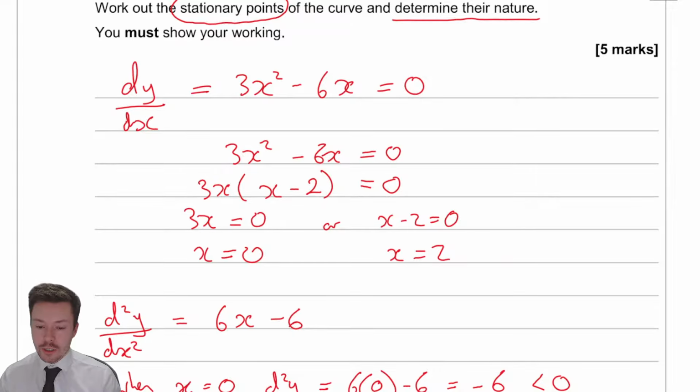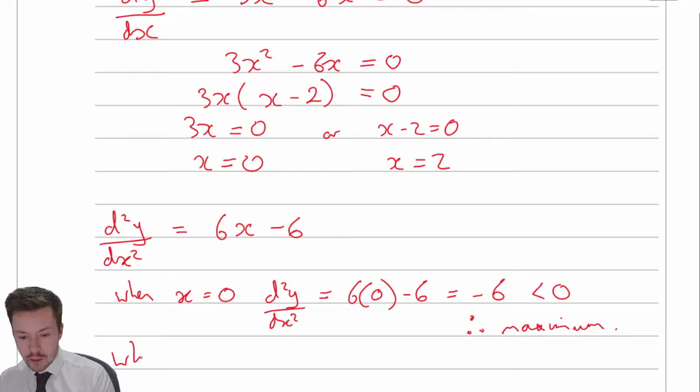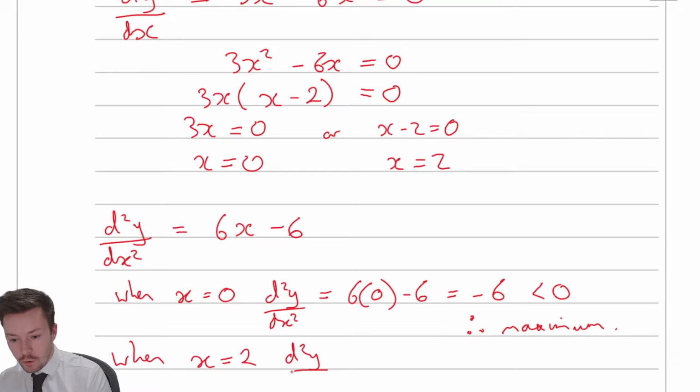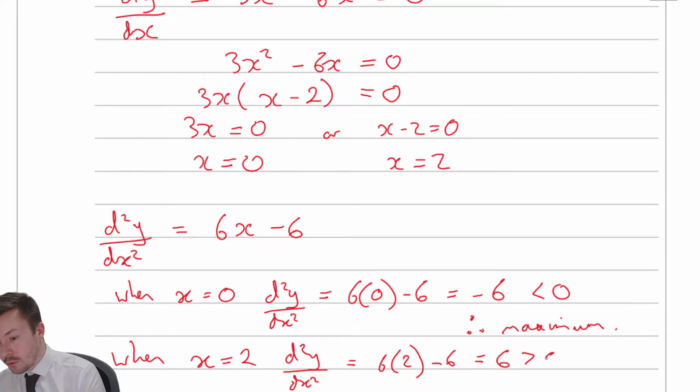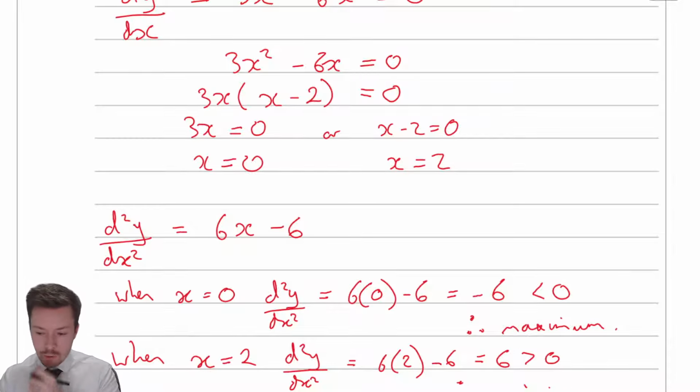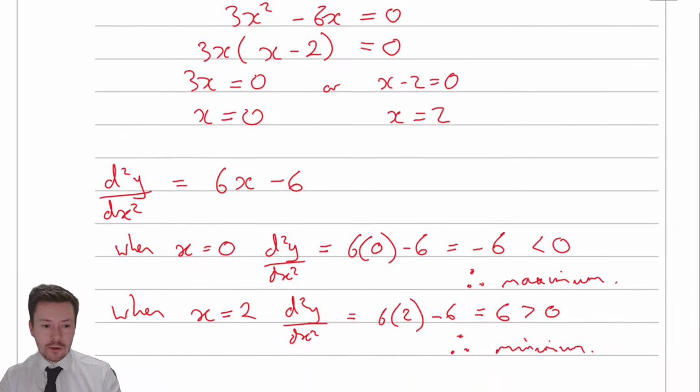If it's bigger than 0, then it's a minimum. Okay, so when x equals 2, we get d squared y over dx squared is equal to 6 lots of 2 minus 6. So 6 times 2 is 12, minus 6 is 6, which is greater than 0, therefore minimum. Okay, it does say minimum. It's quite hard to read because my m's quite often don't have the middle dip in them, so they just look like one straight line along the top.